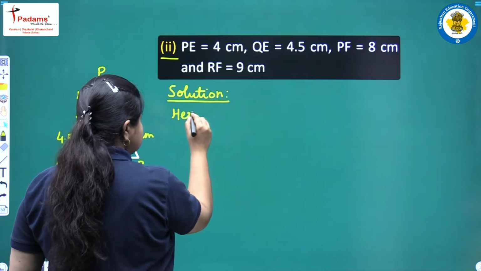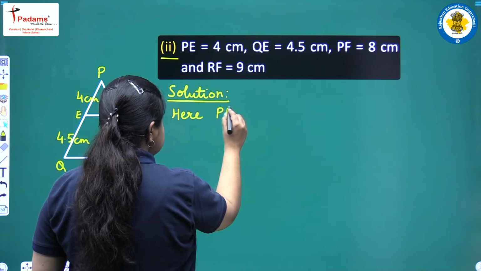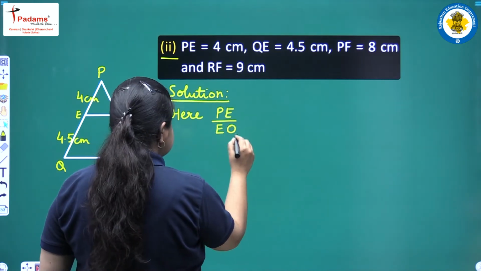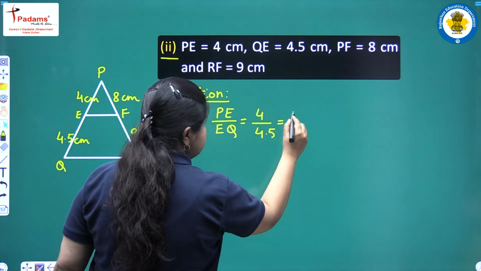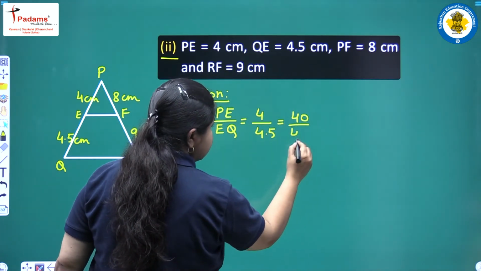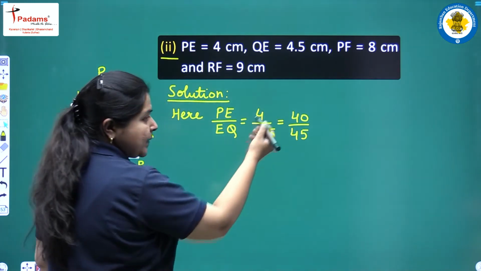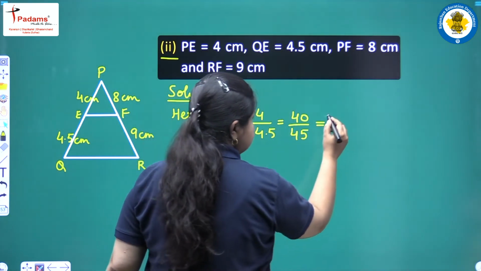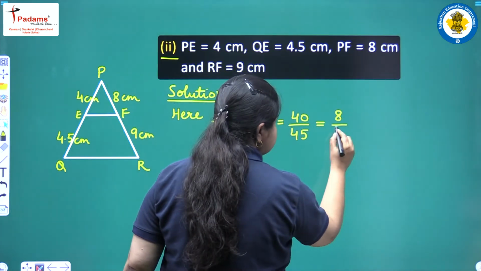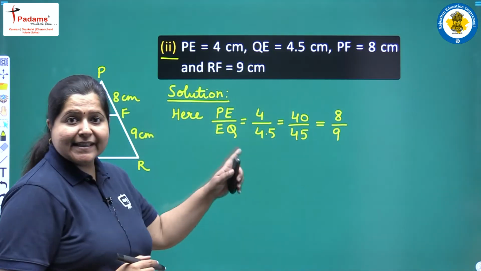Here the ratio PE upon EQ is equal to 4 upon 4.5. This will be equal to 40 upon 45. ये decimal remove करके ऊपर हमने एक 0 लिख दिया है, and then on dividing by 5, 5 8s and 5 9s. So 8/9 is this ratio.